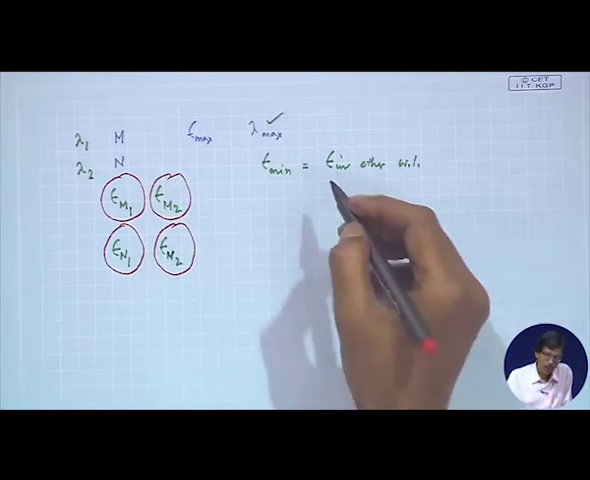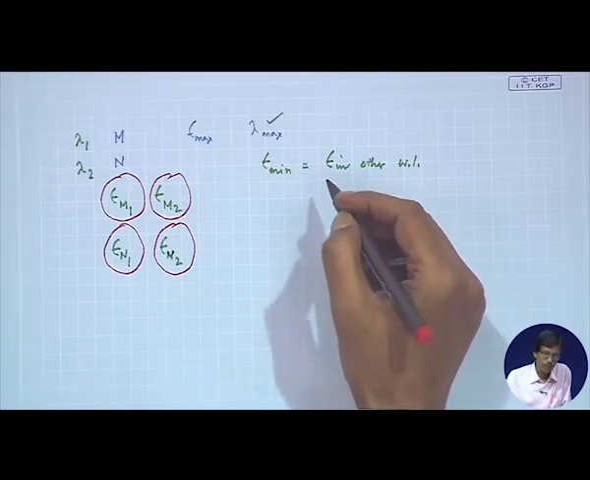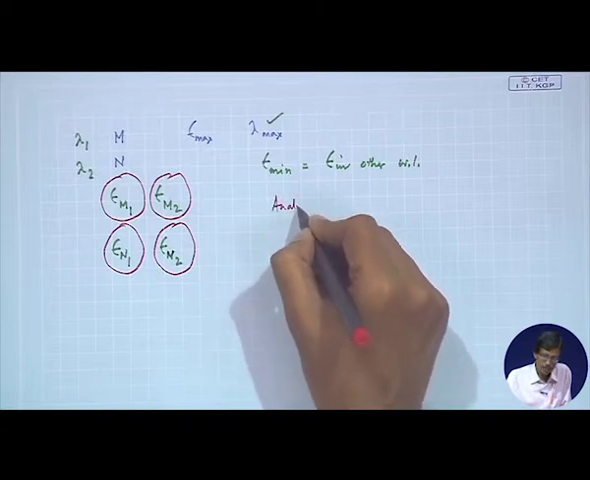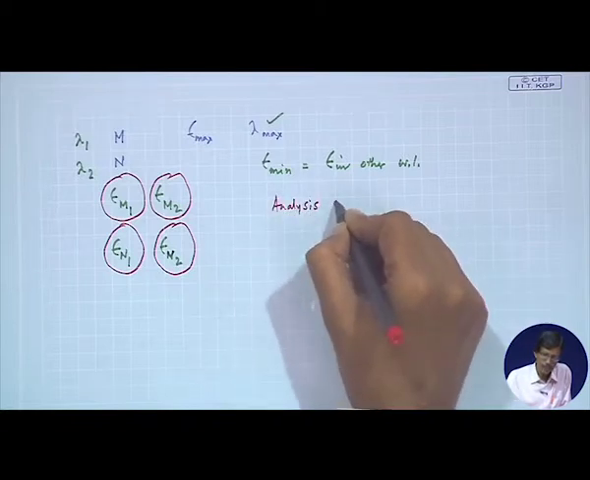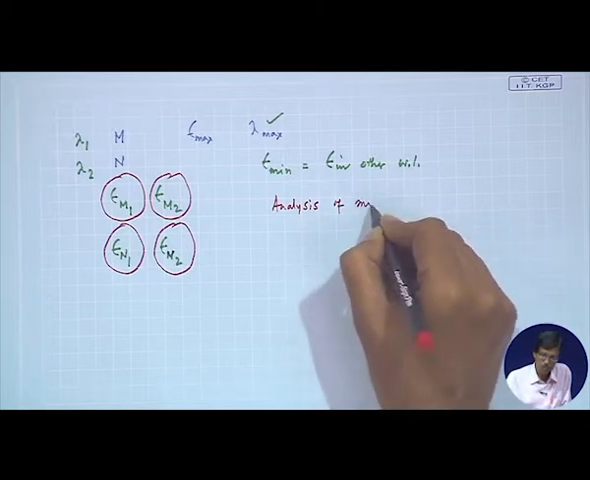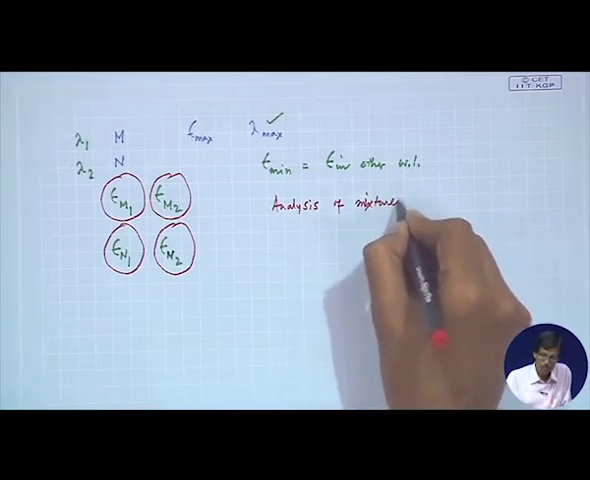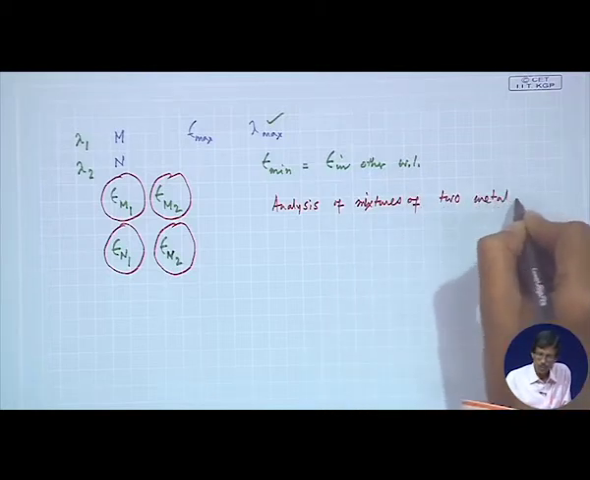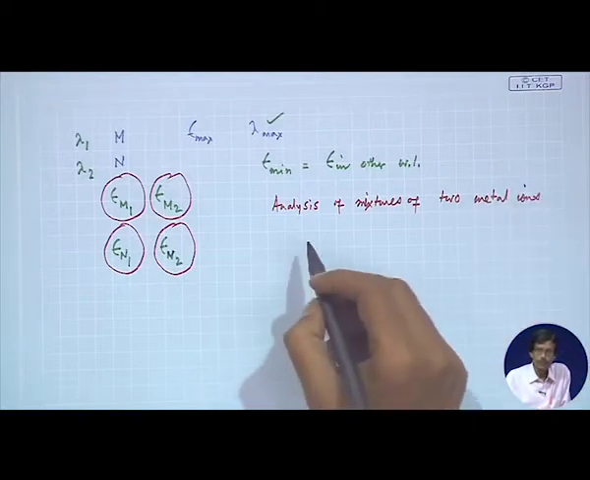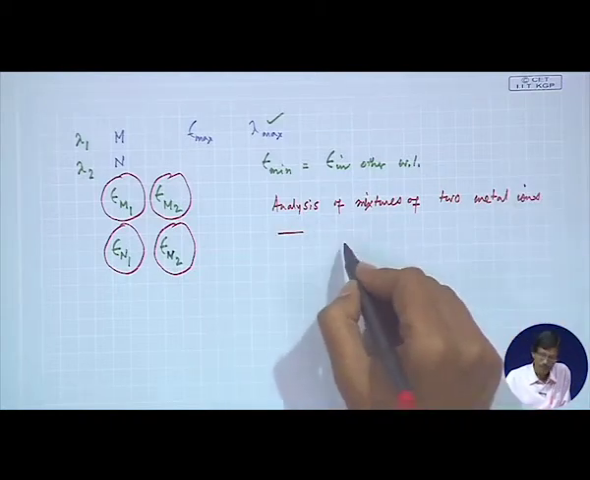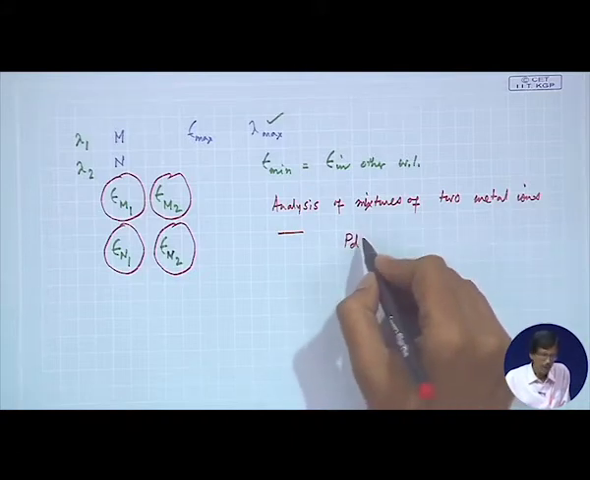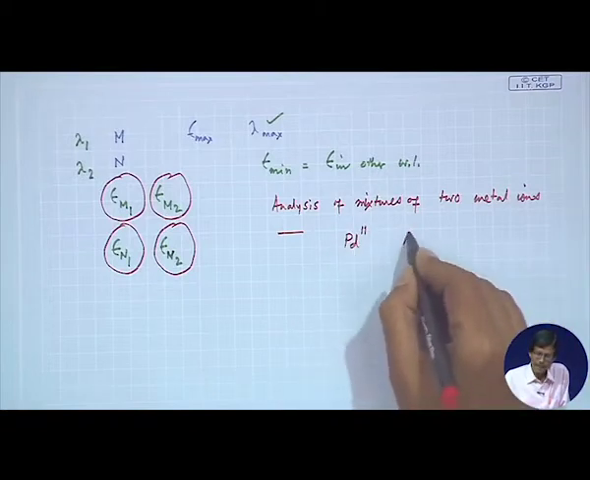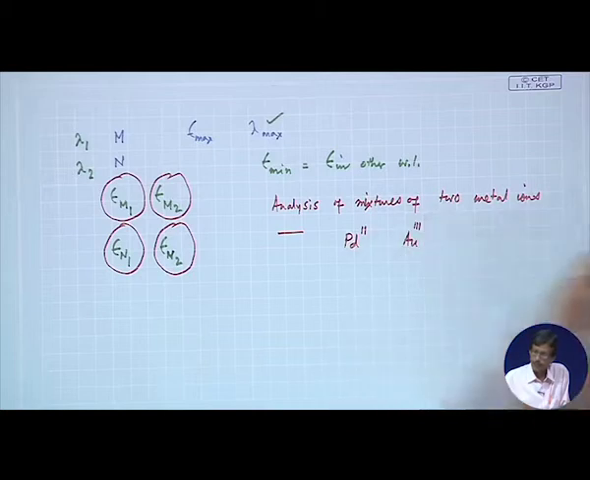So, one such example we can use is the analysis of mixtures of two metal ions. These are quite, not very normal, metal ions. One is palladium 2, another is gold 3.